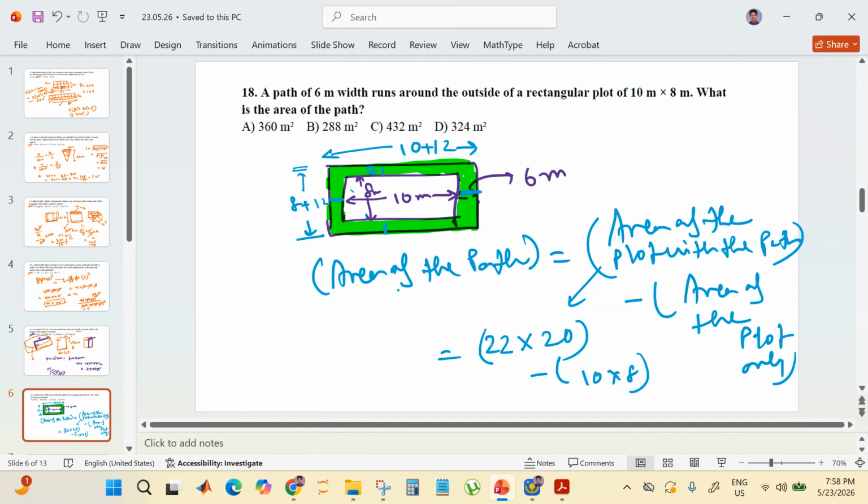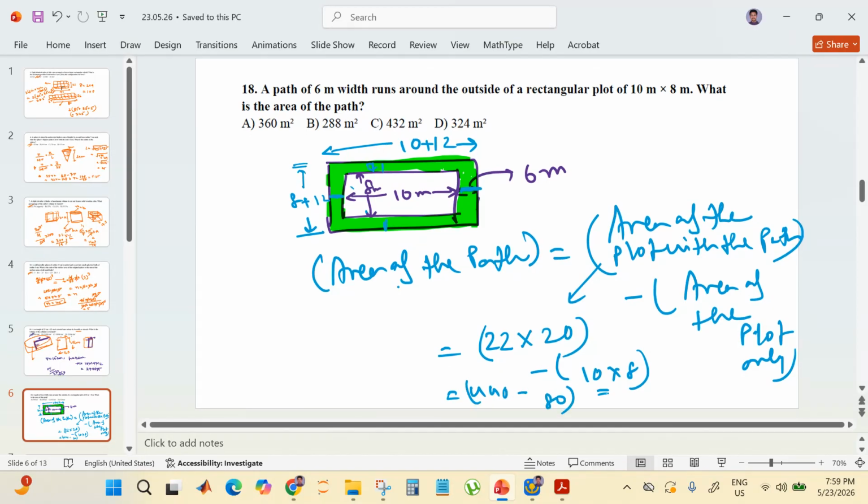So how to find 22 into 2, that is 44 into 0. That means into 10, that means 440. It is 440 minus 80 only. So what is the answer? It is 40, again 40, that is 360 meter square will be the answer. 360. A is the answer. 360 meter square.